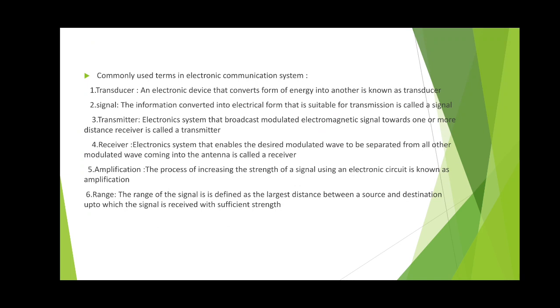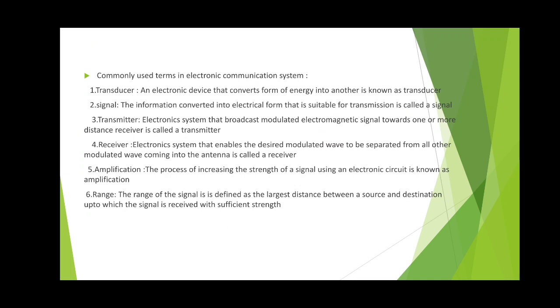Then in electronic communication, you come across a very important term, transmitter. What do you mean by transmitter? An electronic system that broadcasts a modulated electromagnetic signal towards one or more distant receivers is called a transmitter. So the transmitter is single and receivers are many in number on the earth. The work of the transmitter is this: the electrical signal is mixed with a high carrier wave in order to travel a long distance. So this is called a modulated electromagnetic signal.